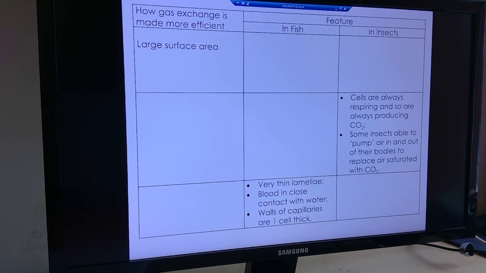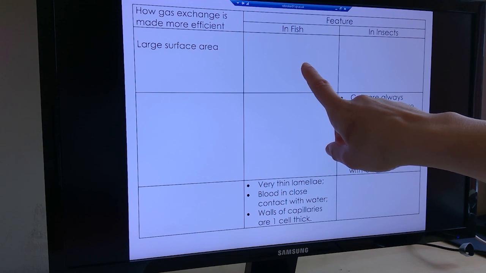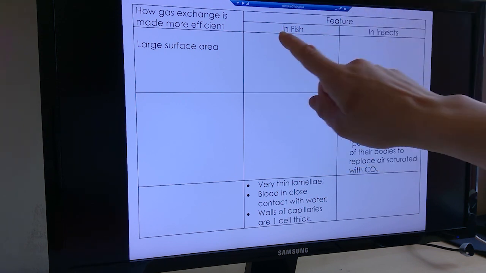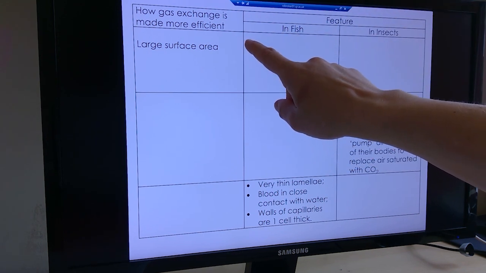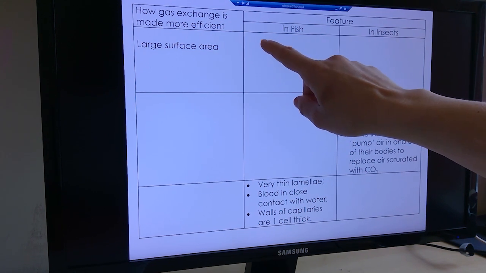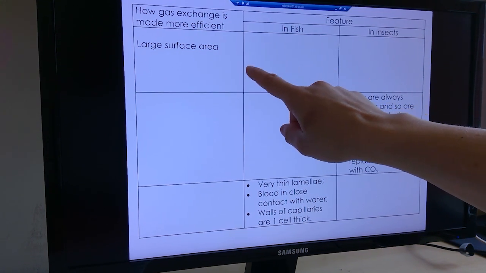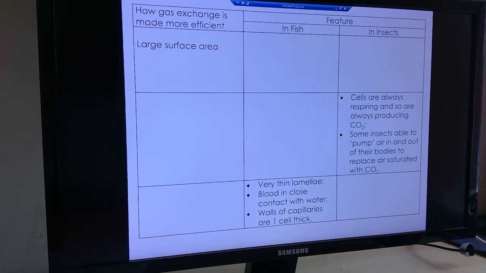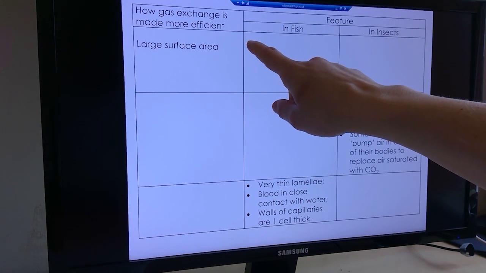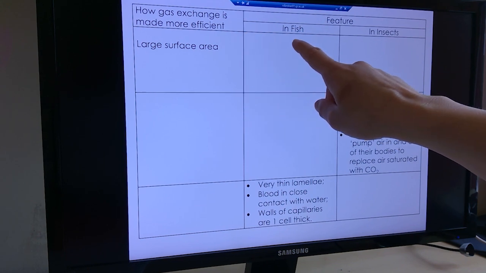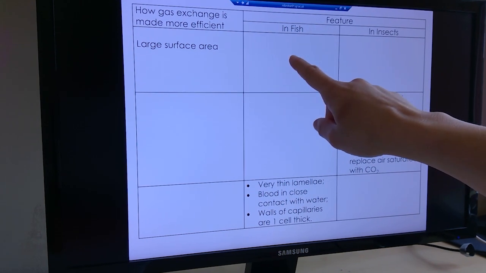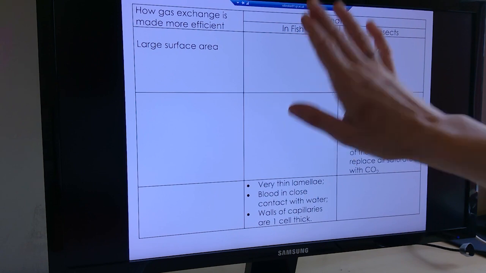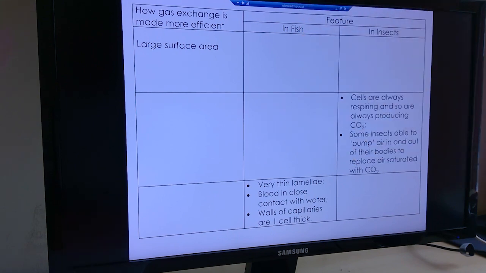Okay, so if we think about the fish then, how does it have a large surface area? So in this box here, you should have, it's got many filaments, each with many lamellae, and also many capillaries. So check that. Have you got, has many filaments, each with many lamellae and many capillaries there. Okay, that's how we've got a large surface area for exchange in fish.